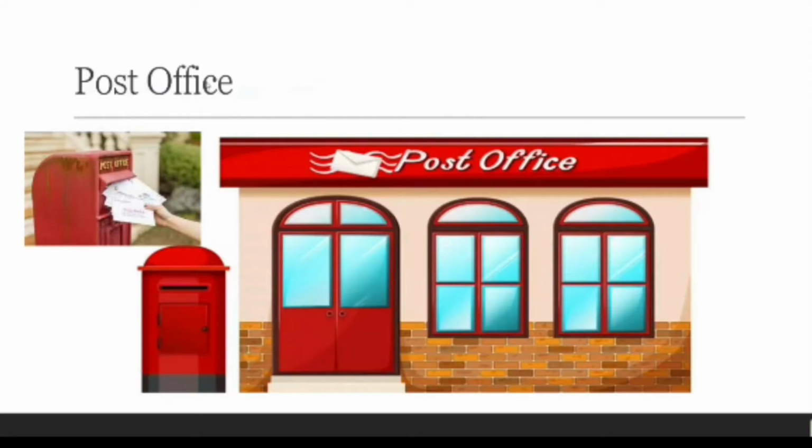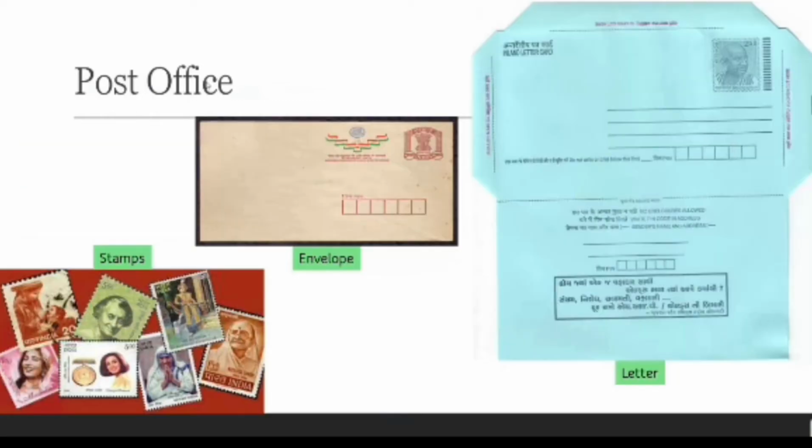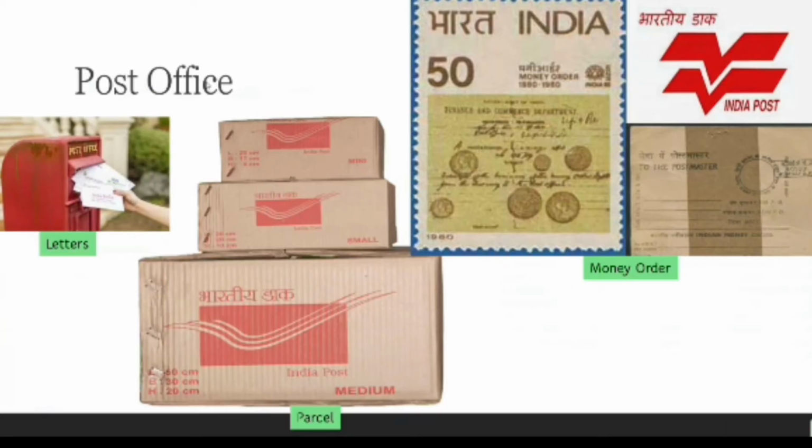First one is post office. We can send letters, money orders, parcels, etc. through the post office to different places. Letters, envelopes and stamps are available at every post office. The letters can be sent by land, water and air transport. The letters and parcels reach faster through speed post.